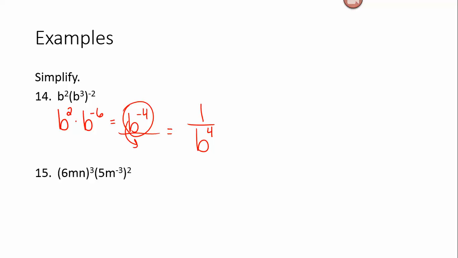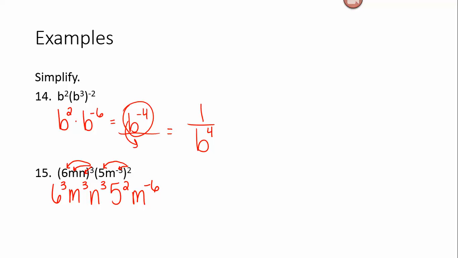Number 15, we have 6mn being raised to the 3rd power and 5m to the negative 3rd being raised to the 2nd power. So remember, when you have a product of powers, everything inside the parenthesis gets the third power. That's the 6, the m, and the n. Similarly, in the second set of parentheses, the 5 is being squared, and the m to the negative third is being squared. And that's going to be m to the negative 6 because we have a power raised to a power, so we multiply. Now we need to clean it up.